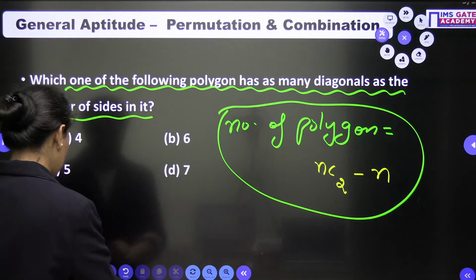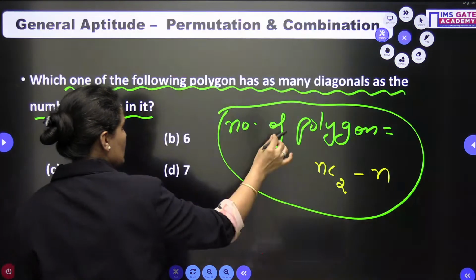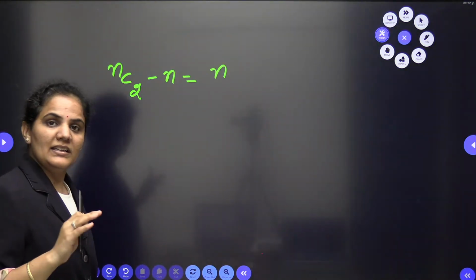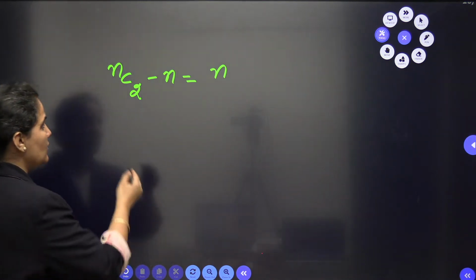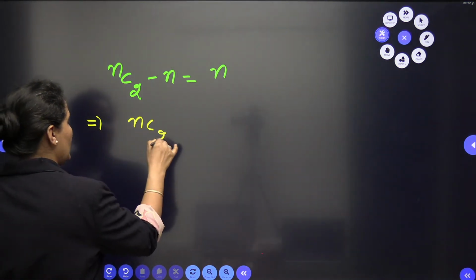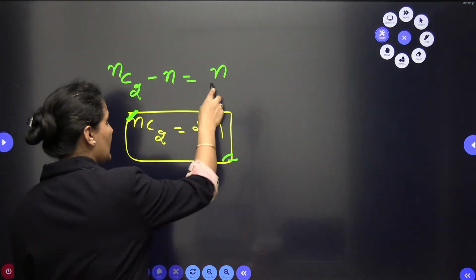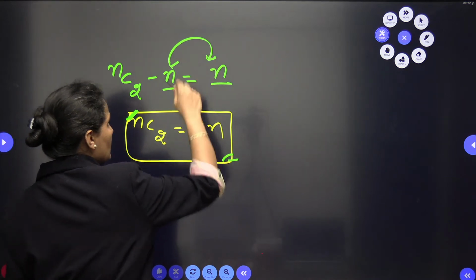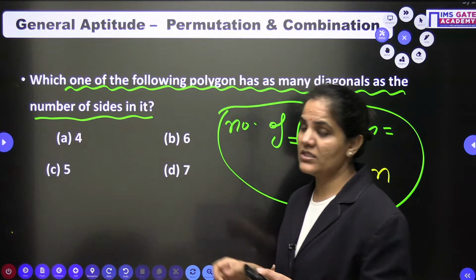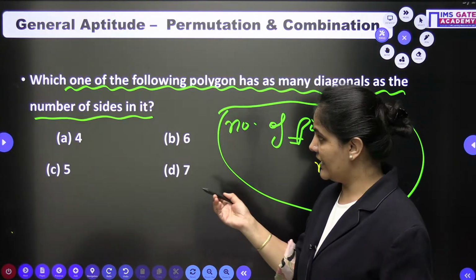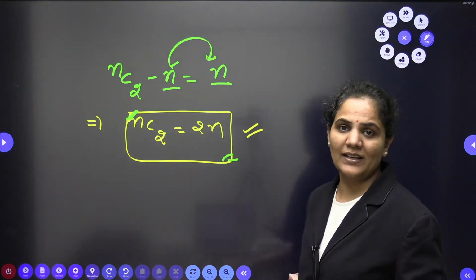So here you can directly take this formula, NC2 minus N is equal to N. Let us assume that the number of sides is N. So NC2 minus N is equal to N, so NC2 is equal to 2N. Why I put N here: number of diagonals is equal to number of sides. Now as options are given in the question, we will put the options one by one and check which option satisfies this condition.